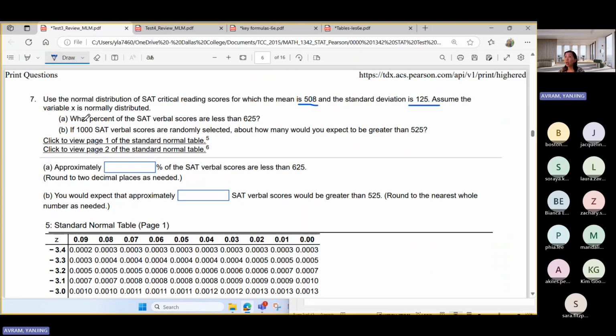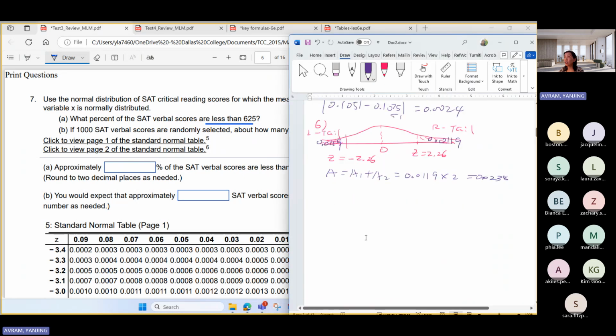What is the percent of SAT scores going to be less than 625? Less than, so what does less than mean? Less than means the area to the left. If it's more than or greater than, that means the area to the right. So less than is the area to the left. All right, so let's see.